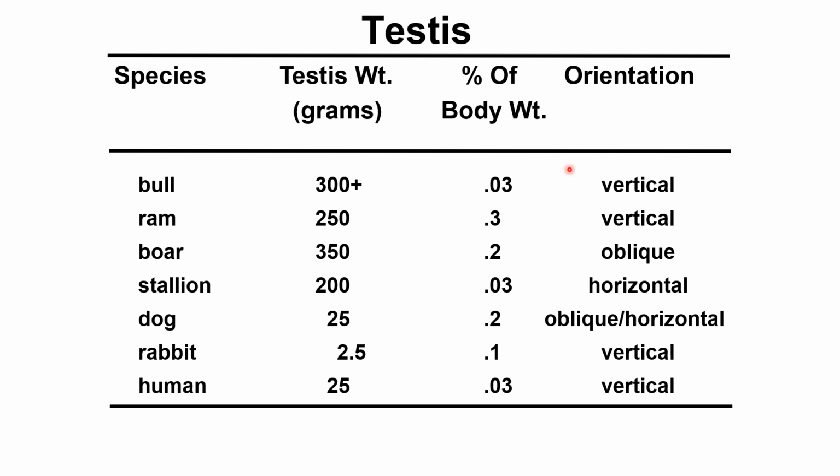This is again a recap of the orientation of the testes. For the bull, the ram, the rabbit, and humans, the orientation is vertical. For the boar and the dog, that is oblique. And for the stallion and the dog, that is horizontal.